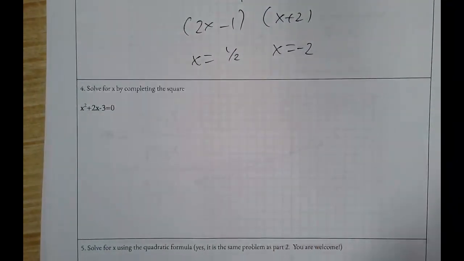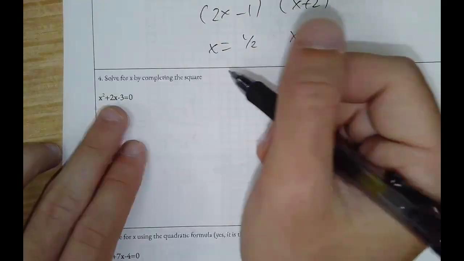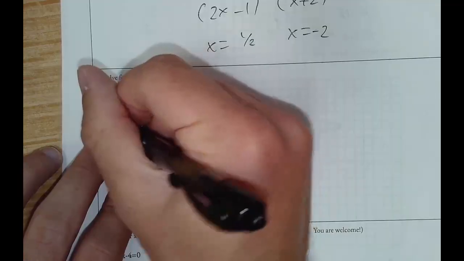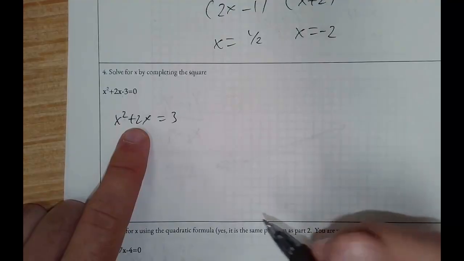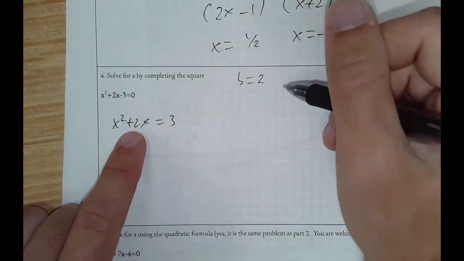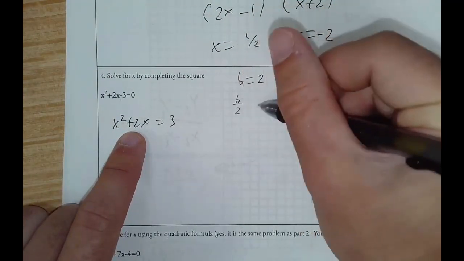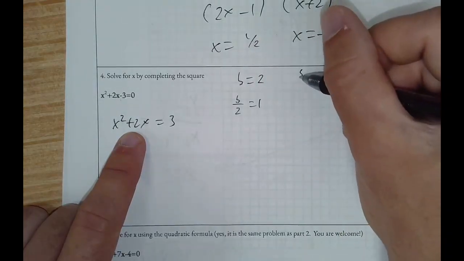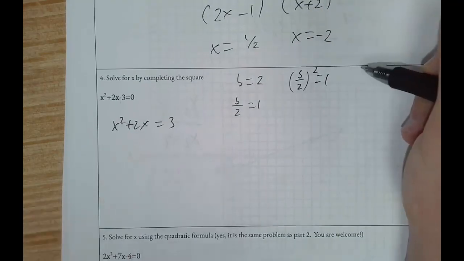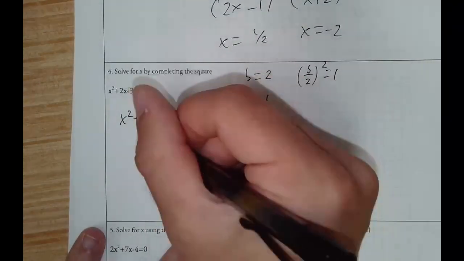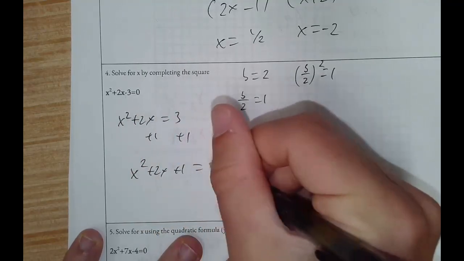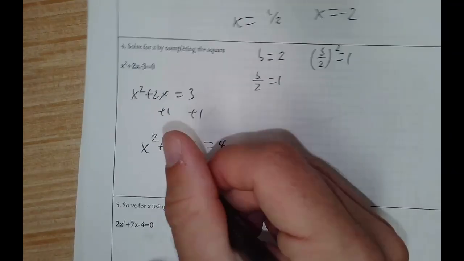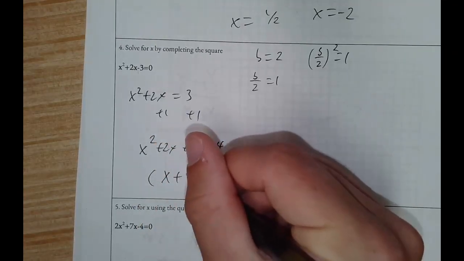Completing the square. Steps to completing the square. You get rid of the constant and move it to the other side. So we're going to have x squared plus 2x equals 3. Then you take the b, right? So b is 2. You divide it by 2. b over 2 is 1. And then you square it. b over 2 squared equals 1. And you add that to both sides. So we're going to add a 1 and add a 1. And we're going to get x squared plus 2x plus 1 equals 4. This is now a perfect square, and we can rewrite it as x plus 1 squared equals 4.